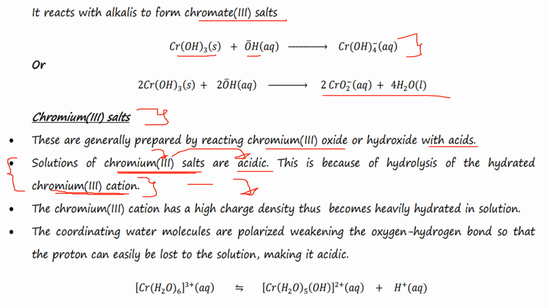So I'm going to say that this is because of hydrolysis of the hydrated chromium 3 cation. But we looked at this explanation more in details. This is just to highlight what we already covered. So I'm going to say that chromium 3 cation has a very high charge density, thus becomes very hydrated in solution.